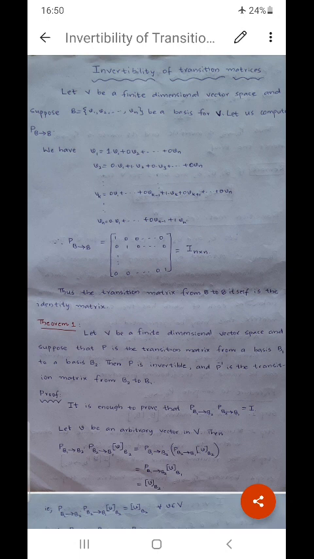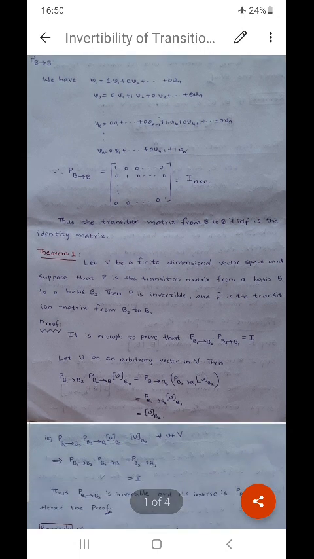So the first theorem is: let V be a finite dimensional vector space, and suppose that P is the transition matrix from a basis B1 to a basis B2. Then P is invertible, and P inverse is the transition matrix from B2 to B1. So this is a very important theorem: the transition matrices are always invertible, and if P is the transition matrix from B1 to B2, then P inverse will be the transition matrix from B2 to B1. Okay, so it has a simple proof.